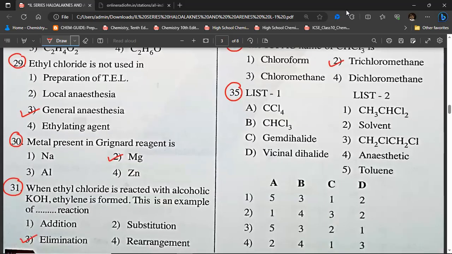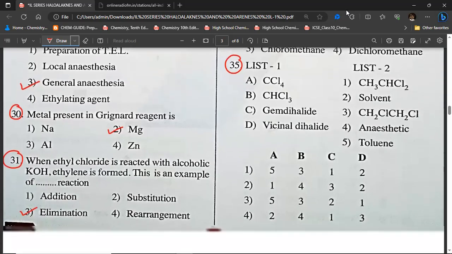List 1 and list 2, we have to match the following. As we all know, geminal dihalides are the same type of halogen present on the same carbon. So C1 is one thing. Vicinal dihalide means adjacent carbons, D3. C1, D3. Where do we have it? The fourth one is the right option. You can also check with the others.